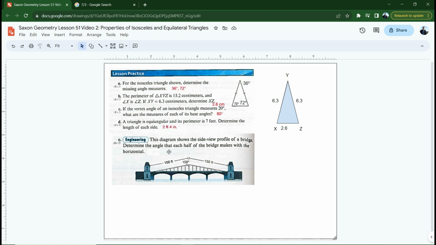This diagram shows a side view profile of a bridge. Determine the angle that each half of the bridge makes with the horizontal. Okay, let's figure this out. So this is 158 degrees up here. I do not care about the sides, except that I know the side lengths are equal. Therefore, it is an isosceles triangle. Therefore, I know the base angles have to be the same.